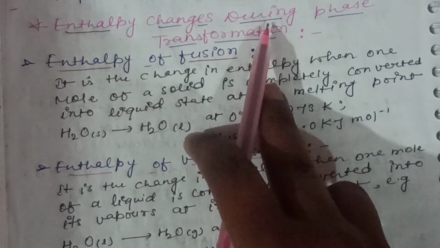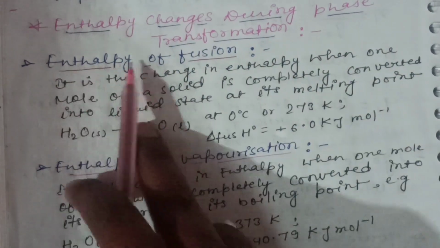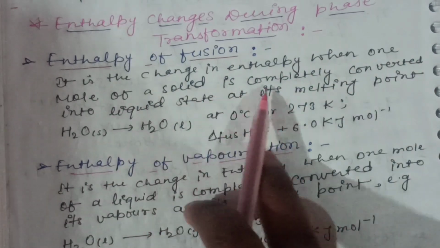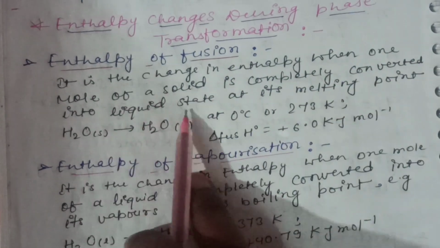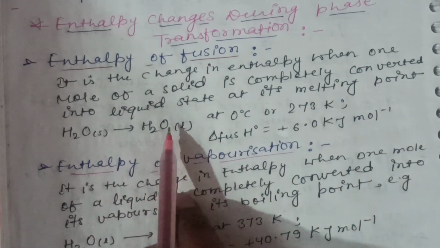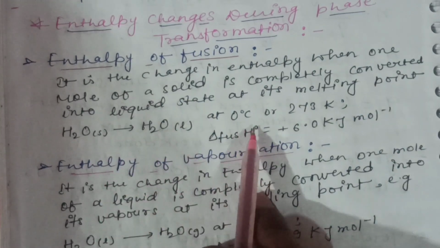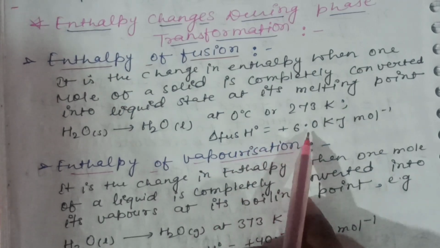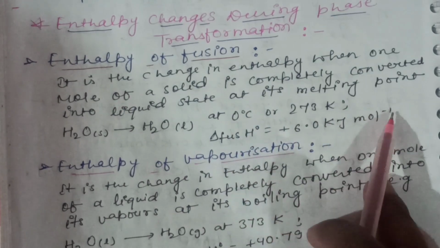Enthalpy change during phase transformations. Enthalpy of fusion: it is the change in enthalpy when one mole of a solid is completely converted into liquid state at its melting point. For example, H2O solid to H2O liquid at 0 degree Celsius or 273 Kelvin. Del fusion H naught is equal to plus 6.0 kilojoule per mole.